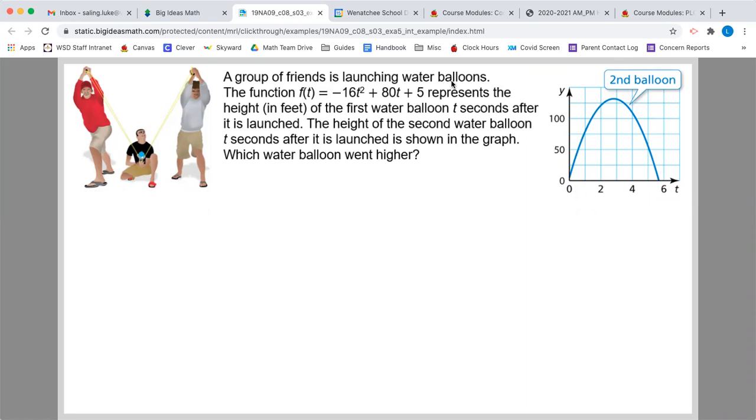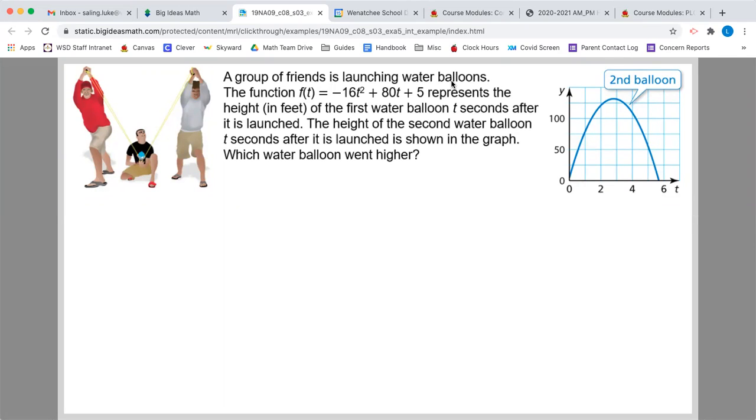So the first water balloon is given by the function f of t is equal to negative 16t squared plus 80t plus 5. This represents the height in feet of the first water balloon after t seconds. T is a pretty common letter you'll see used as a variable, and it almost always represents time.